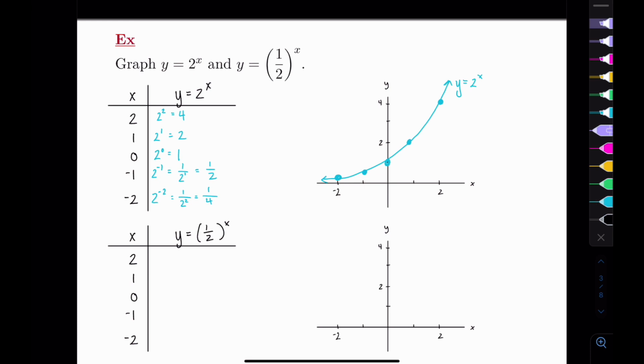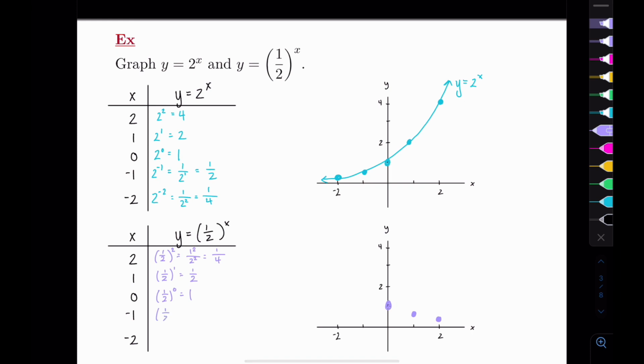Now if we change this base to 1/2 instead, we're going to see an opposite effect. When I take 1/2 and square it, remember we can distribute that square across division. So this is 1 squared over 2 squared, which leads us to 1/4. So when x is 2, our y value is 1/4. When we plug in 1, that just means 1/2 times itself once, so this is going to be 1/2. Our y value is roughly about here. When we take 1/2 to the 0, that still equals 1, so we go through this point.